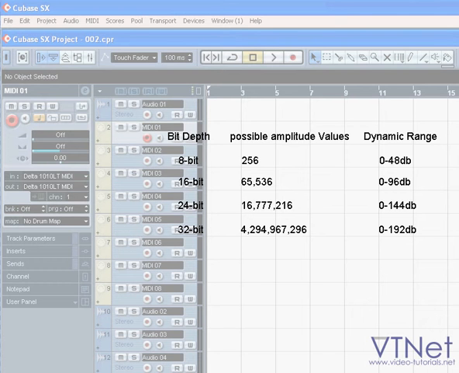DVDs use an even higher quality bit depth. At 24 bits, each sample has more than 16 million possible amplitude values and can go as low as minus 144 decibels. 32-bit, or 2 to the power of 32, gets you roughly 4.3 billion settings. Your possible amplitude values can go as low as minus 192 decibels.